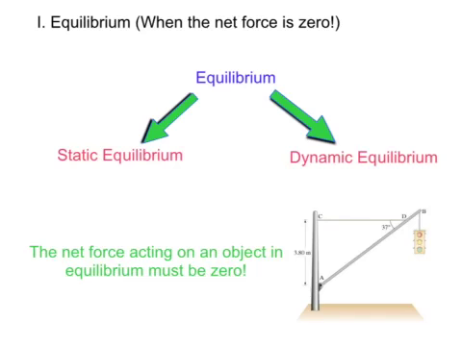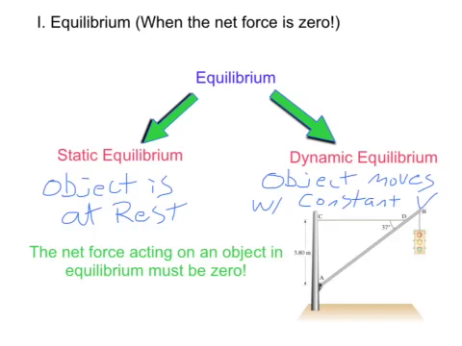We're going to begin with equilibrium problems. Equilibrium means the net force is zero. There's basically two types of equilibrium problems: static equilibrium and dynamic equilibrium. With static equilibrium, the object is at rest. In dynamic equilibrium, the object moves with constant velocity, so zero acceleration. The hallmark of equilibrium problems is that the net force acting on an object in equilibrium must be zero. This traffic light sitting here, if that's our object, it is in static equilibrium.